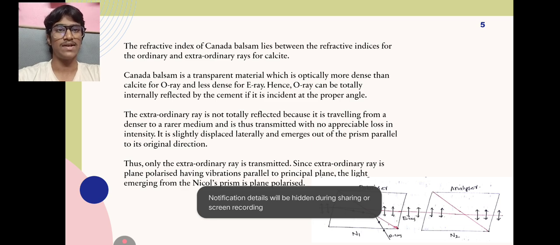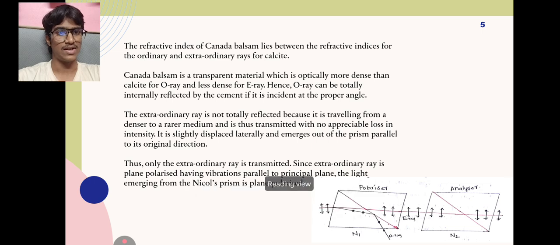Here Canada balsam is a transparent material which is optically less dense than calcite for the O ray and more dense for the E ray. The extraordinary ray is not totally reflected and is thus transmitted with no appreciable loss in intensity. It is slightly displaced laterally and emerges out of the prism parallel to its original direction. So the Nicol prism construction is complete.